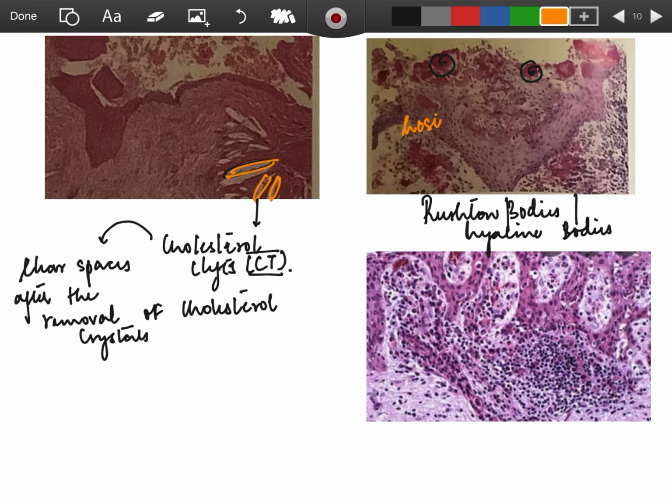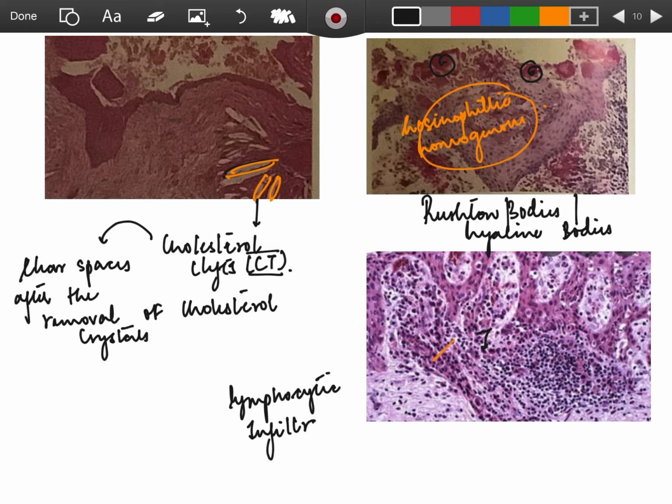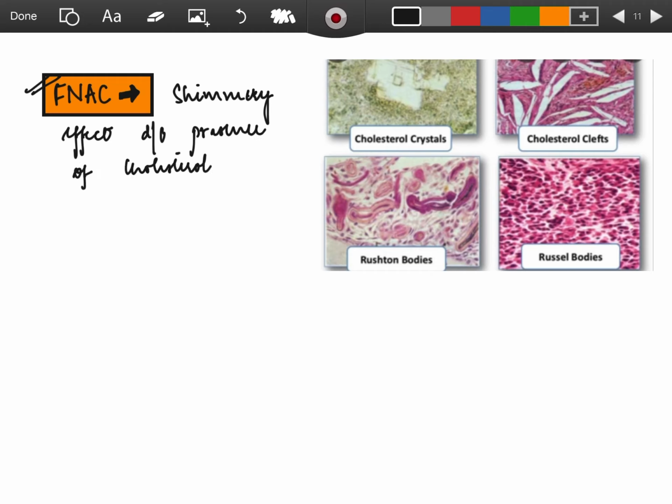These are homogeneous eosinophilic structures present in the epithelium. Now in the second one, you can see the lymphocytic infiltrate, because the radicular cyst is inflammatory in origin. On FNAC, the cystic fluid shows a shimmery effect due to the presence of the cholesterol crystals.